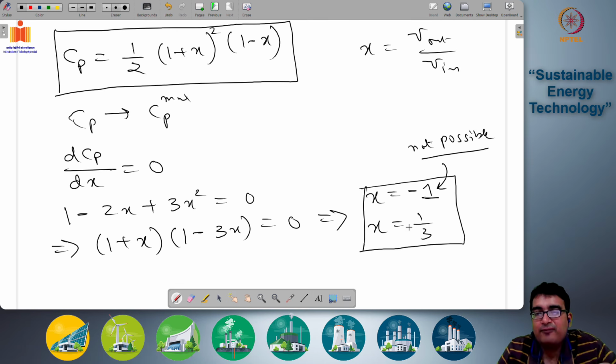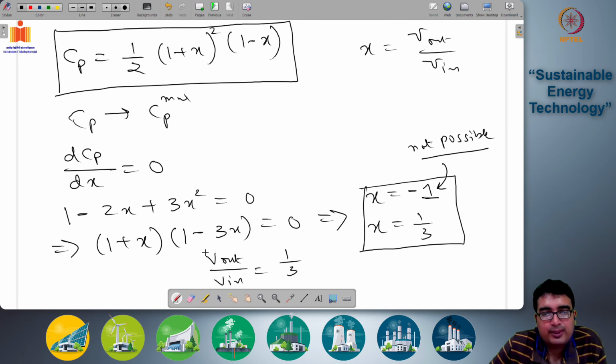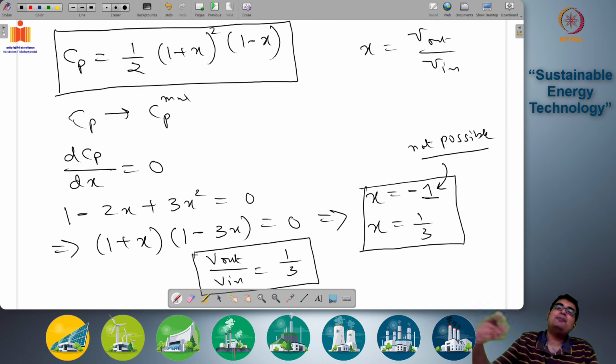So the only remaining physically plausible solution is when x equals 1/3. So when you have V out by V in equals 1/3, that is the other case where Cp can be maximized. Okay, so two cases. Cp gets another stationary maximum value when V out by V in is equal to 1/3. That is, the outgoing velocity is 1/3 of the incoming velocity and in the same direction.